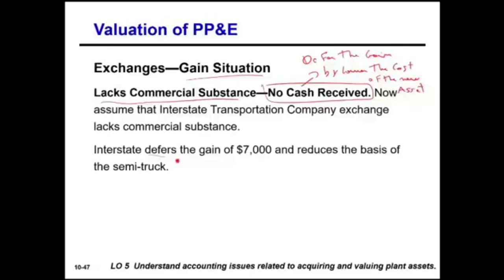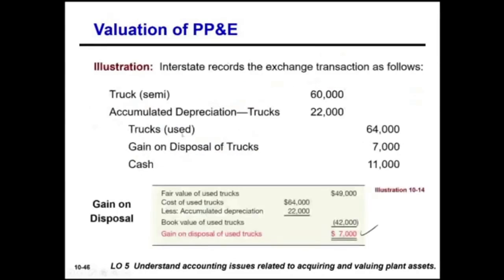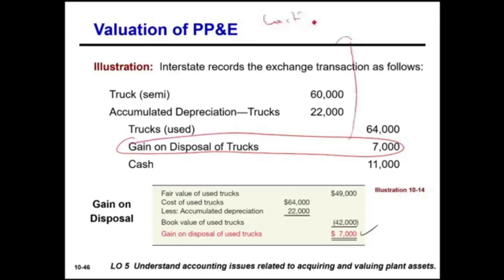So the gain of 7,000 that we recognized earlier, that we just did, let me go back to the previous slide. So you see that gain right here? Well, we're going to assume that this transaction lacks commercial substance. If it lacks commercial substance, we cannot recognize the gain. So what's going to happen to the gain? We're going to take the gain and reduce the cost of the new truck. Okay, so this is how we defer the gain.